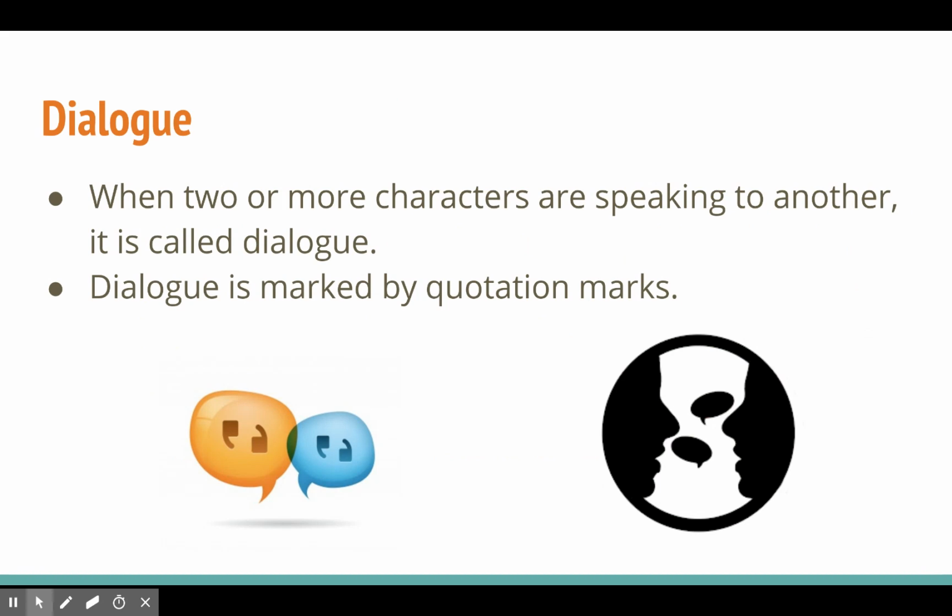And just as a side note, dialogue is simply when two or more characters are speaking to one another, and dialogue is going to be marked by quotation marks.